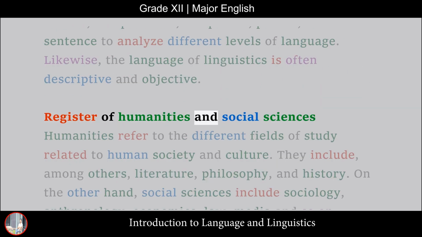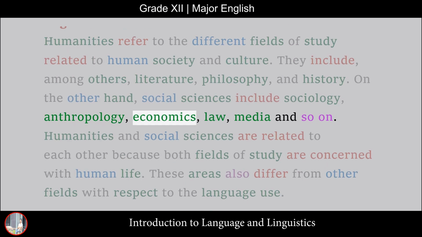Register of humanities and social sciences. Humanities refer to the different fields of study related to human society and culture. They include, among others, literature, philosophy, and history. On the other hand, social sciences include sociology, anthropology, economics, law, media, and so on. Humanities and social sciences are related to each other because both fields of study are concerned with human life. These areas also differ from other fields with respect to language use.